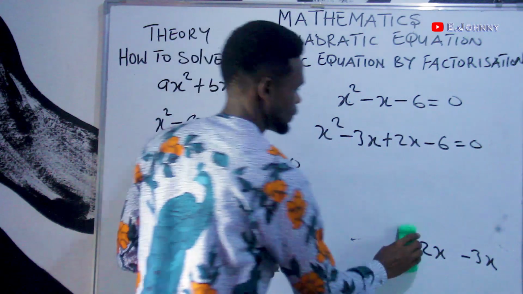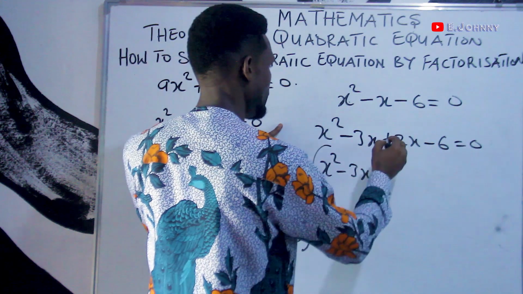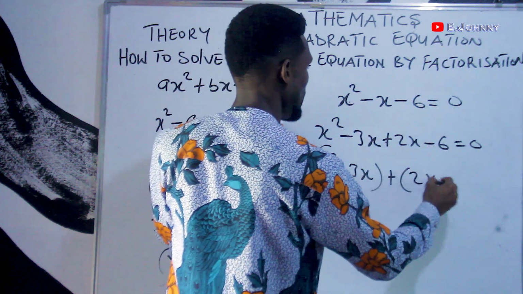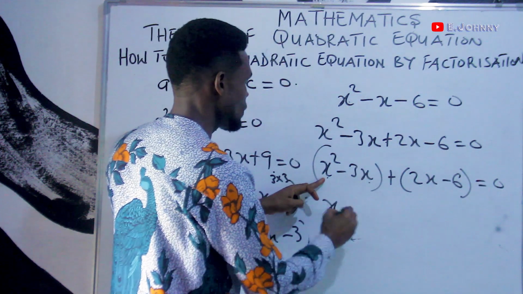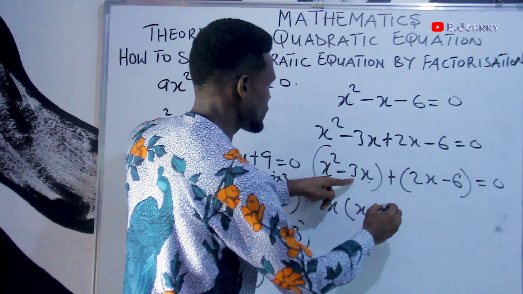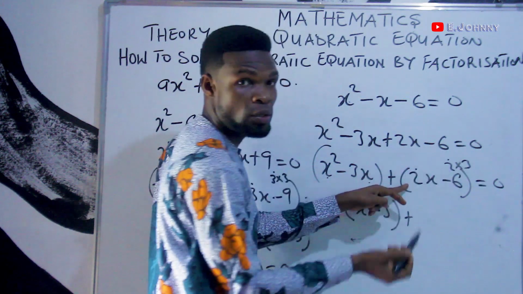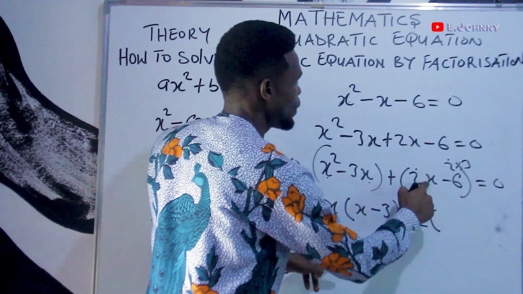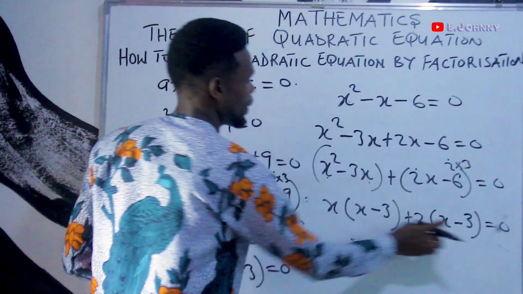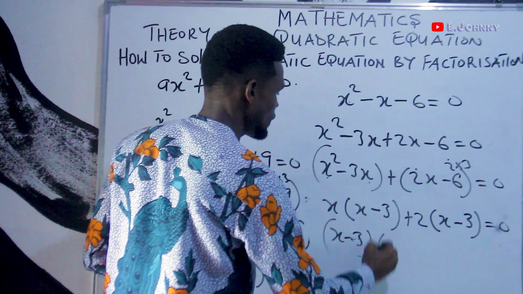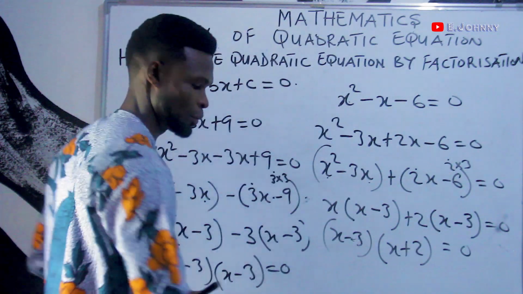Then you group it in twos as x squared minus 3x plus 2x minus 6 equals to 0. Let's factorize. X is common, factor out x into 1x is there, minus 3, plus this is 2 times 3, which is 6. So 2 is common, and factor out 2 into x minus this 3 equals to 0. So the brackets are the same. Pick out 1, x minus 3 into x plus 2 equals to 0.